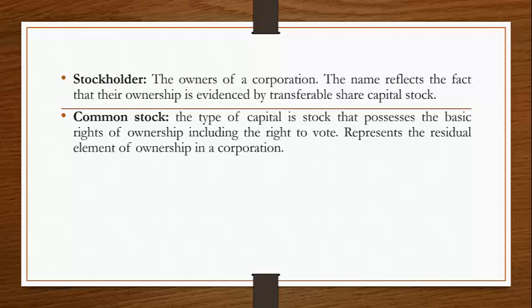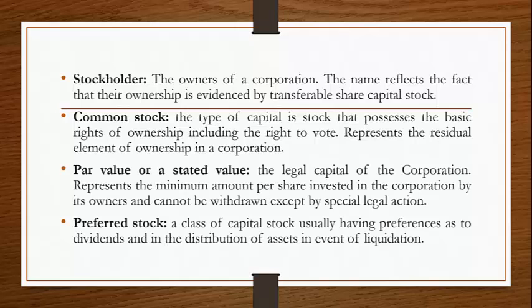We have two types of stocks. One is called common stock and the other is called preferred stock. When we talk about common stock, it is a type of capital stock that possesses the basic rights of ownership, including the right to vote.